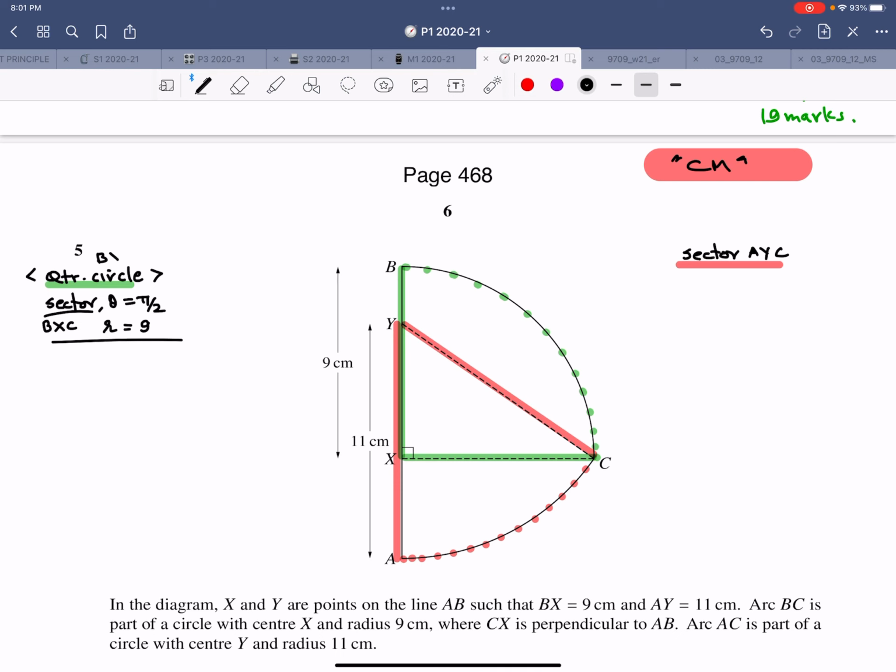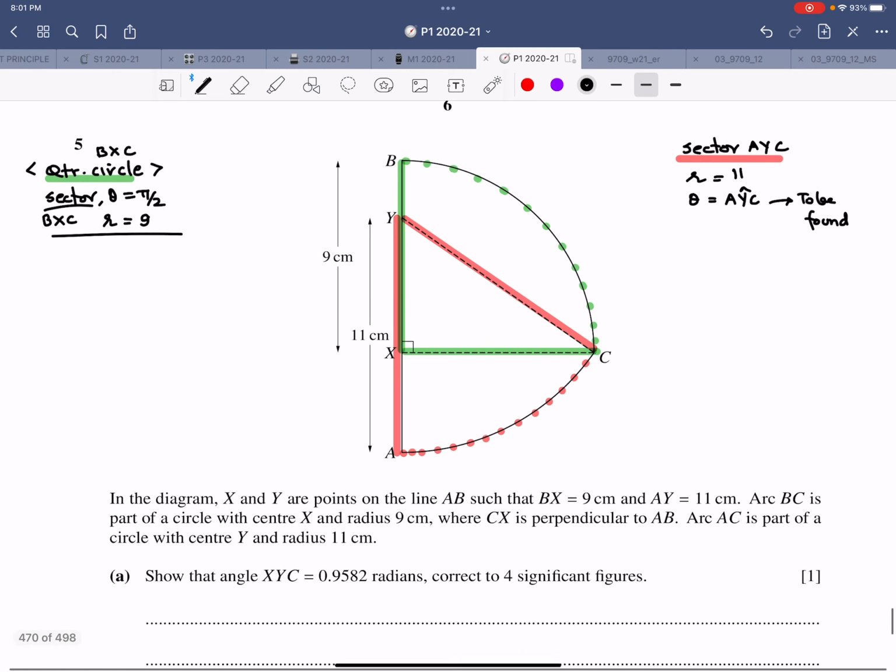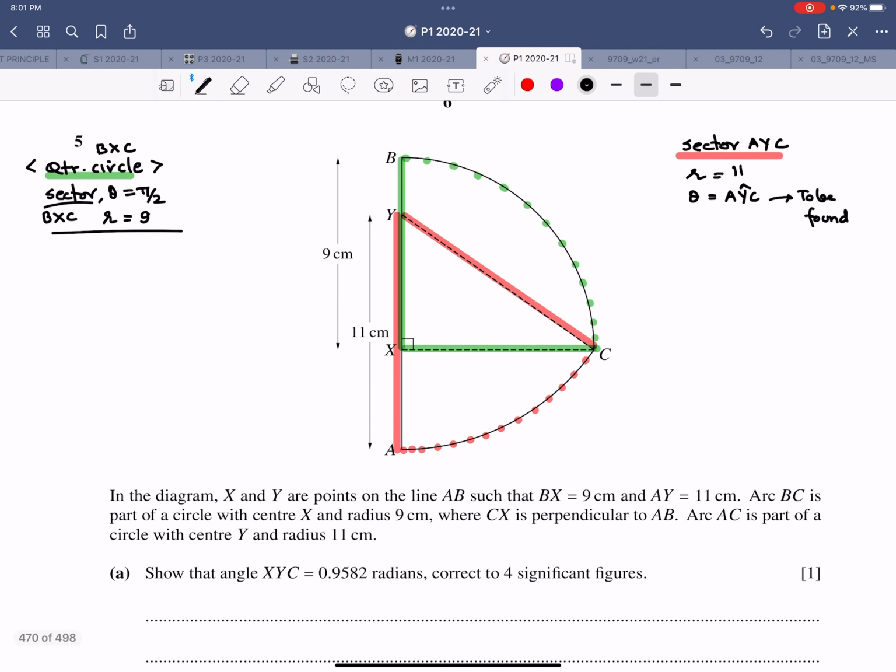Now, what is the radius over here? Radius is 11. And what is the angle? This angle is AYC, which is to be found. Now, there is no shaded region. That means the question is not about area. The question must be about the perimeter.